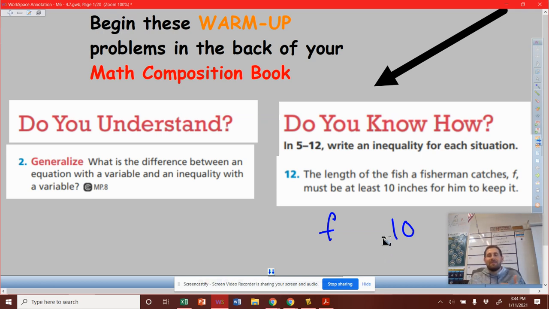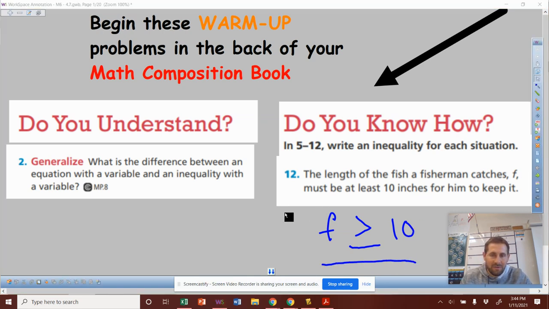So ask yourself this, could it equal 10 inches? If it can, then we will put a line to include that as part of our answer. Okay, if it's at least 10 inches, could it be 9? No, that's not big enough, right? Could it be 11? Yes. So we want this number to be bigger than the 10. So that variable, we're going to indicate it here as the number of the fish is greater than or equal to 10. And then we could graph this.